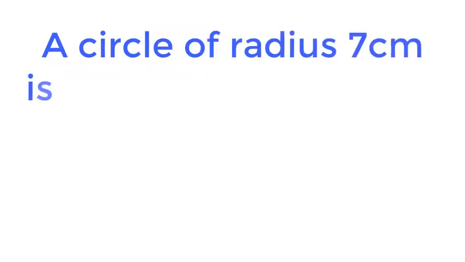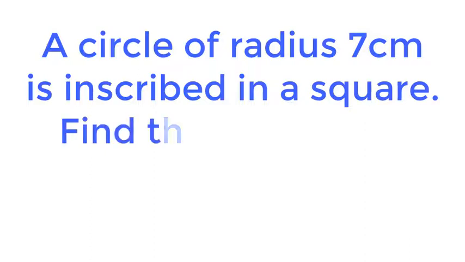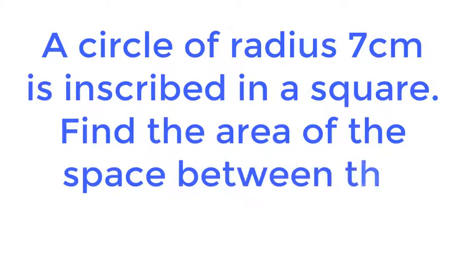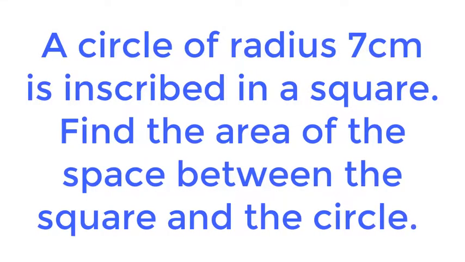Today we're looking at this. A circle of radius 7 centimeters is inscribed in a square. Find the area of the space between the square and the circle. So we are going to solve this, and this is how.